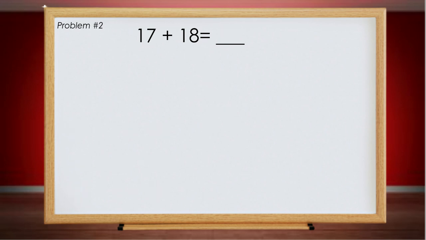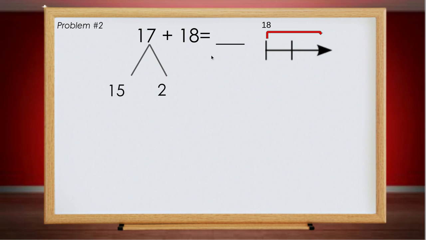Problem number 2. 17 plus 18 equals blank. How can I make the next 10? Remember what I told you, boys and girls. Which of these numbers is closest to the next 10? That's right, number 18. And how many more do I need for the next 10? That's right, I need 2 more. So I need to break the number 17 into 2 and 15.